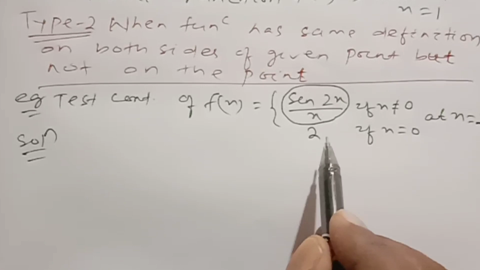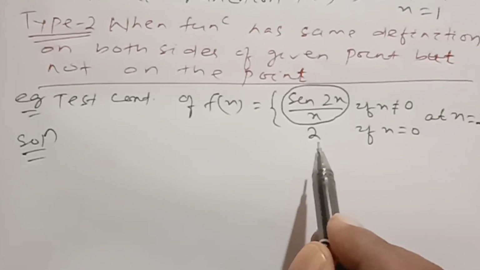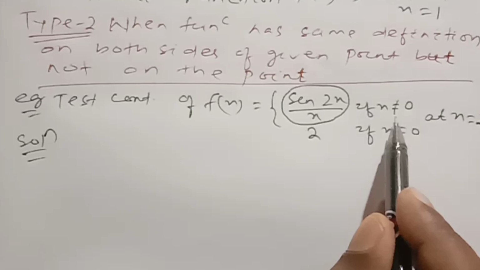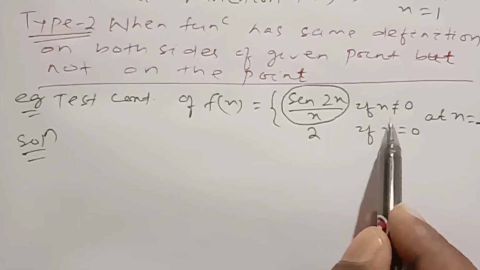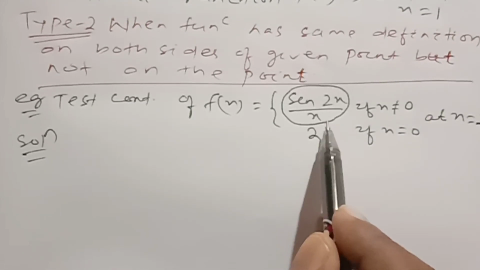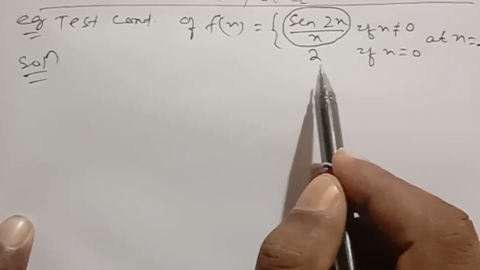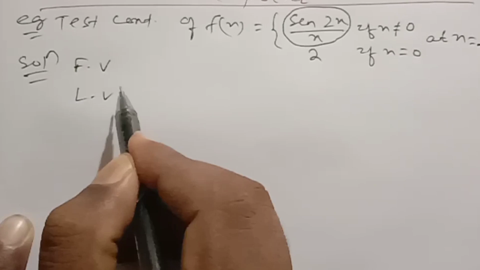सो मैंने बोला था जहाँ फंक्शन का 2 वैल्यू दिया जाएगा तब वहाँ हम क्या करेंगे, फंक्शनल वैल्यू निकालेंगे एंड लिमिटिंग वैल्यू निकालेंगे. लेकिन फंक्शनल वैल्यू कहाँ से निकालेंगे? जहाँ इज इक्वल टू रहेगा. और लिमिटिंग वैल्यू कहाँ से निकालेंगे? जहाँ नॉट इक्वल टू रहेगा. सो हियर ए फंक्शन का वैल्यू sin 2x by x है, x नॉट इक्वल 0 मीन्स x less than 0 or x greater than 0. That means this is the value on both sides of x, but on x this is 2. So यहाँ हम क्या करेंगे, फंक्शनल वैल्यू निकालेंगे एंड लिमिटिंग वैल्यू निकालेंगे.